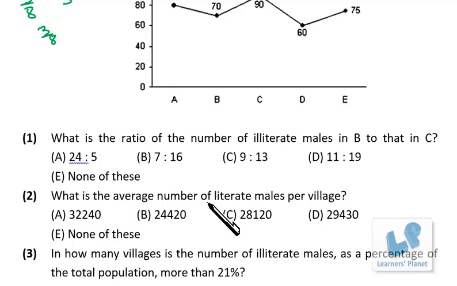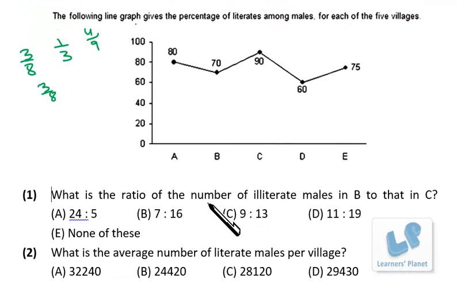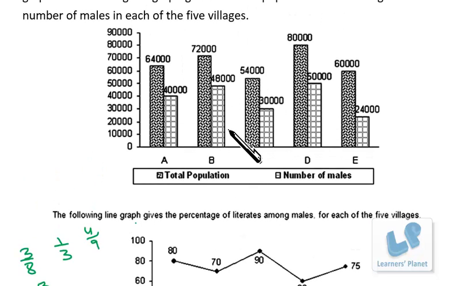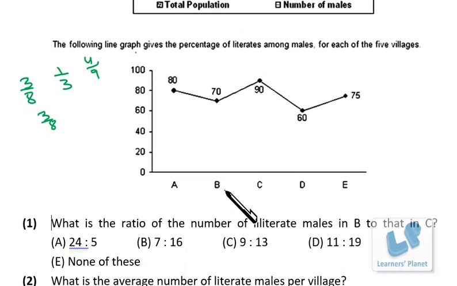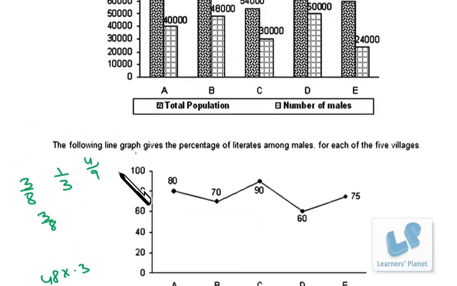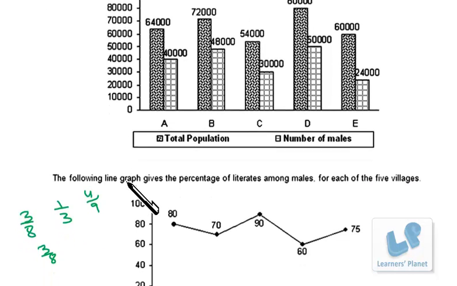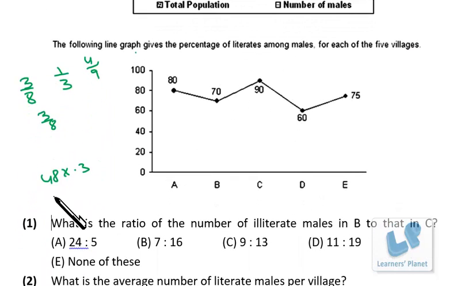What is the ratio of number of literate males in B to that in C? Males in B are 48,000, out of which 70% are literate, so 30% are illiterate. So 48 into 0.3, that is for village B. Similarly for C, 30,000 males are there and 10% are illiterate, so 30 into 0.1. So that is 24:5, right?